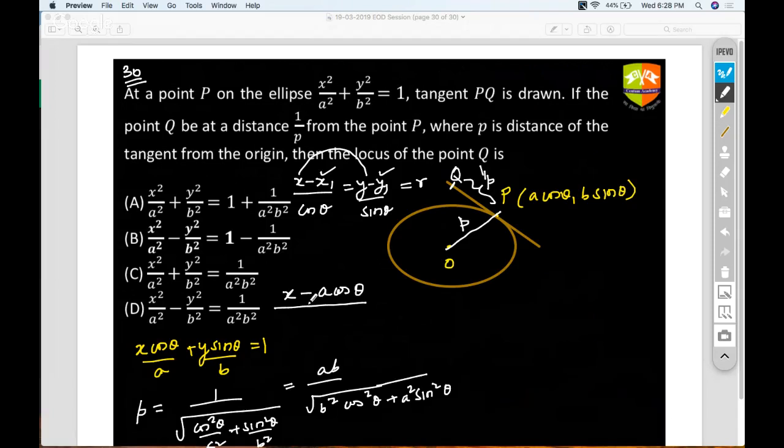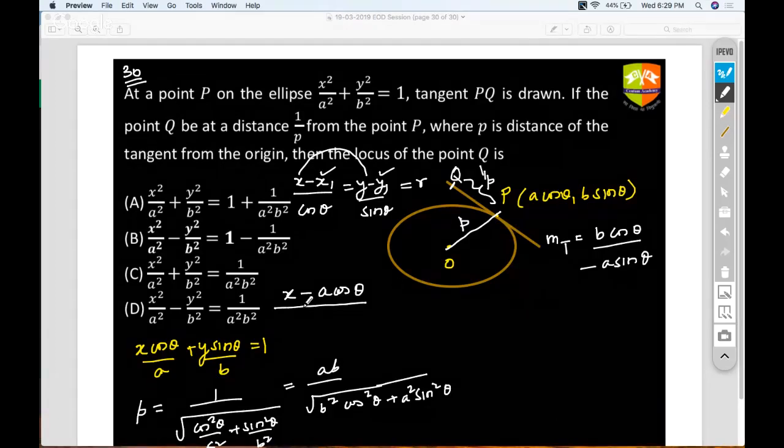Now, the slope of this tangent is nothing but b cos theta by minus a sine theta, right? So I can write this minus a sine theta. Or you can say this is your tan of theta, or you can say tan of phi.